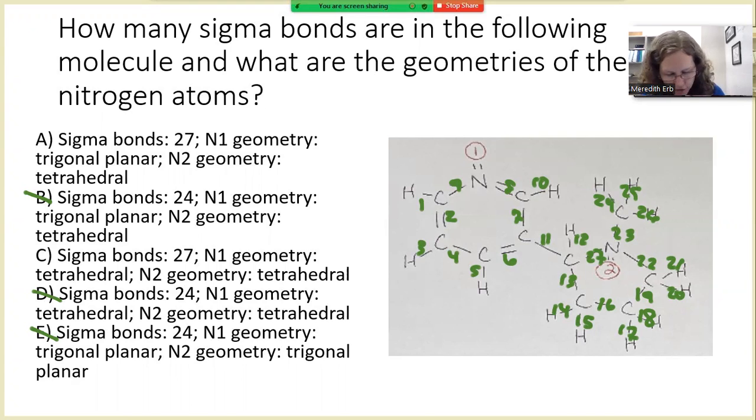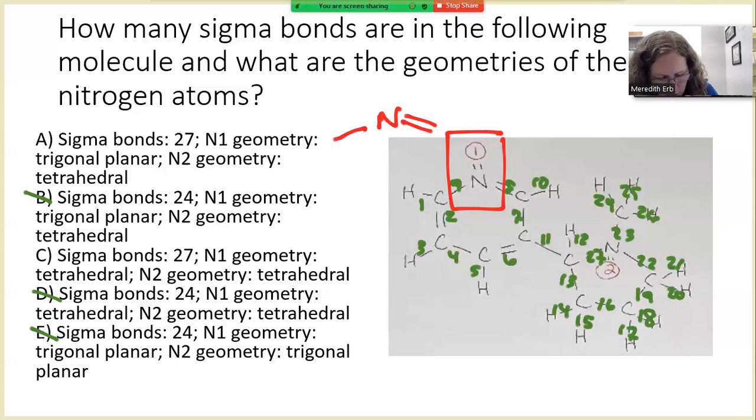Next, let's take a look at the geometry of our nitrogen atoms. Nitrogen number 1 is right here. This nitrogen atom has a steric number of 3, because it has one single bond here, one double bond here, and a lone pair that exists in a hybridized orbital. So steric number of 3, and typically atoms with a steric number of 3 are going to be sp2 hybridized.